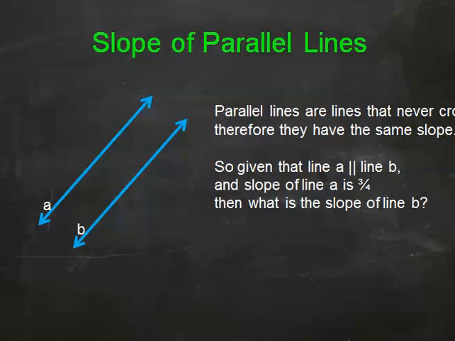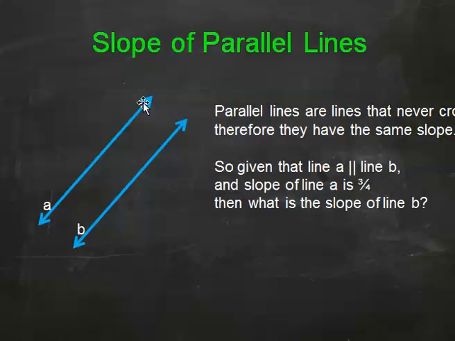Let's talk about the slopes of parallel and perpendicular lines. The first one is the parallel lines. Parallel lines are lines that never cross. We know that. So if they never cross, that means that they're going in the same path, okay? So they have to have the same slope.